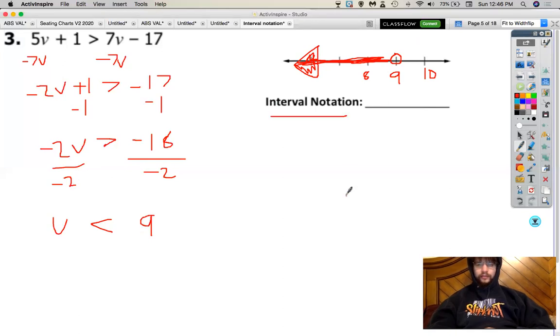Interval notation. Read the graph. Where are we starting? Again, we're going from left to right. So the first thing I'm going to is an infinity, but it's a negative infinity. From negative infinity all the way up to 9. And we don't include that one. So this is an open set.